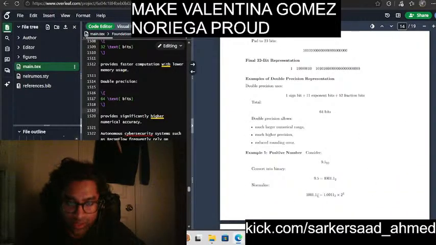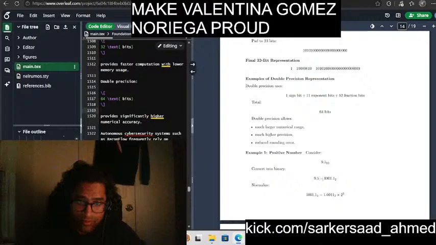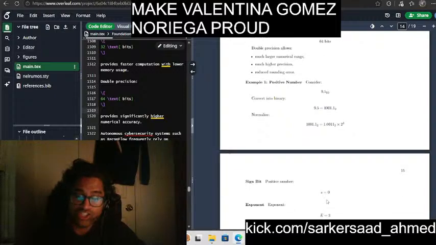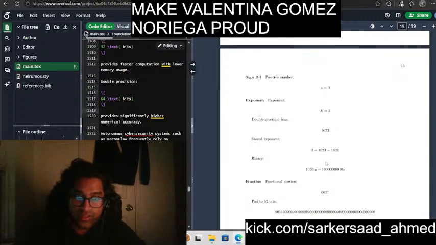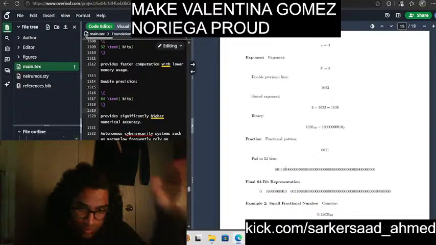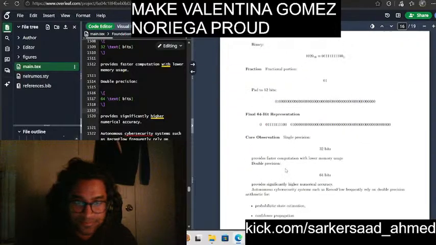Double precision uses 1 sign bit, 11 exponent bits, and 52 fraction bits. So total will be 64. Double precision allows a much larger numerical range, much higher precision, and reduced rounding error. Let's say 9.5. 9 would be 1001, so 1001.1, which is 1.0011 times 2 to the power 3. So your exponent is actually 3. So 3 plus 1023, since the double precision bias is 1023, gives 1026.